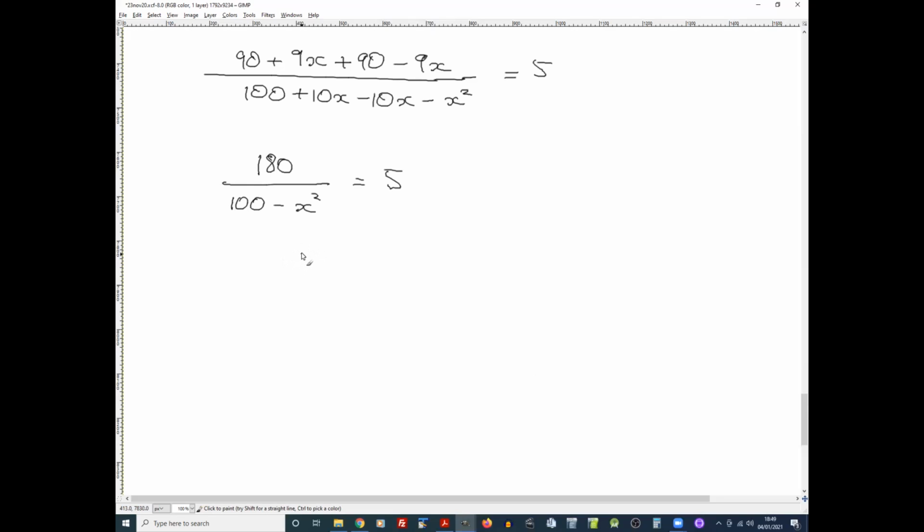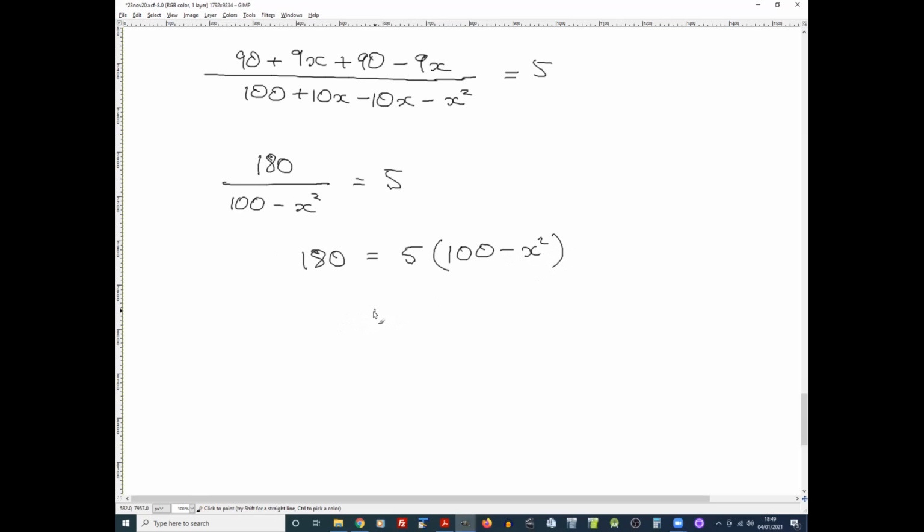Sorry, 180. Yeah. Equals... Yes, good. So 5, cancelling the dividing on the left. Okay, yeah. Equals 5. Would it be plus or bracket? Yeah, bracket, because you multiply 100 minus x squared. Good. Nearly there.